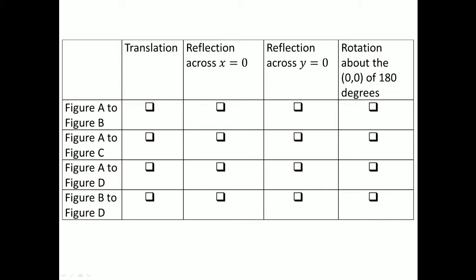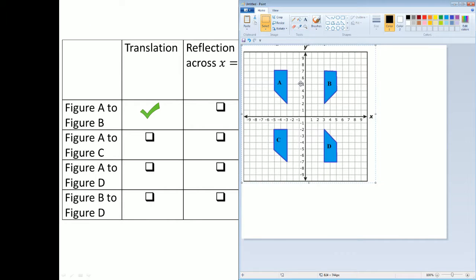Alright, the first one, is it a translation? Yes, it is a translation because you're sliding to the right. I could pull it up side by side to give you a visual. Give me a second where I set up Paint. Right, so look, it goes from A to B, right? It does slide, it goes sliding to the right.